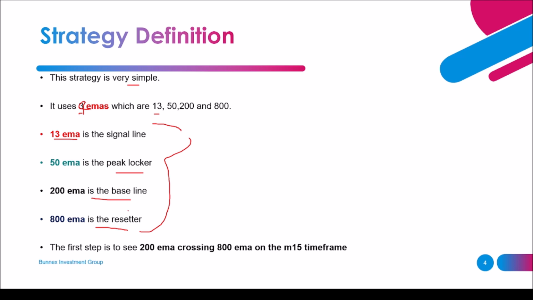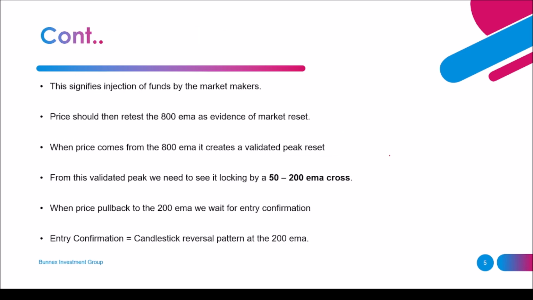within this lecture. The first step is to see the 200 EMA crossing the 800 on the M15 time frame. On my charts, there will be a 13 in red, 50 in blue, 200 in white, and 800 in dark blue. So we need to see a 200 EMA crossing an 800 EMA. This tells us that the higher time frame cycle has locked, right? This also signifies injection of funds by the market makers.